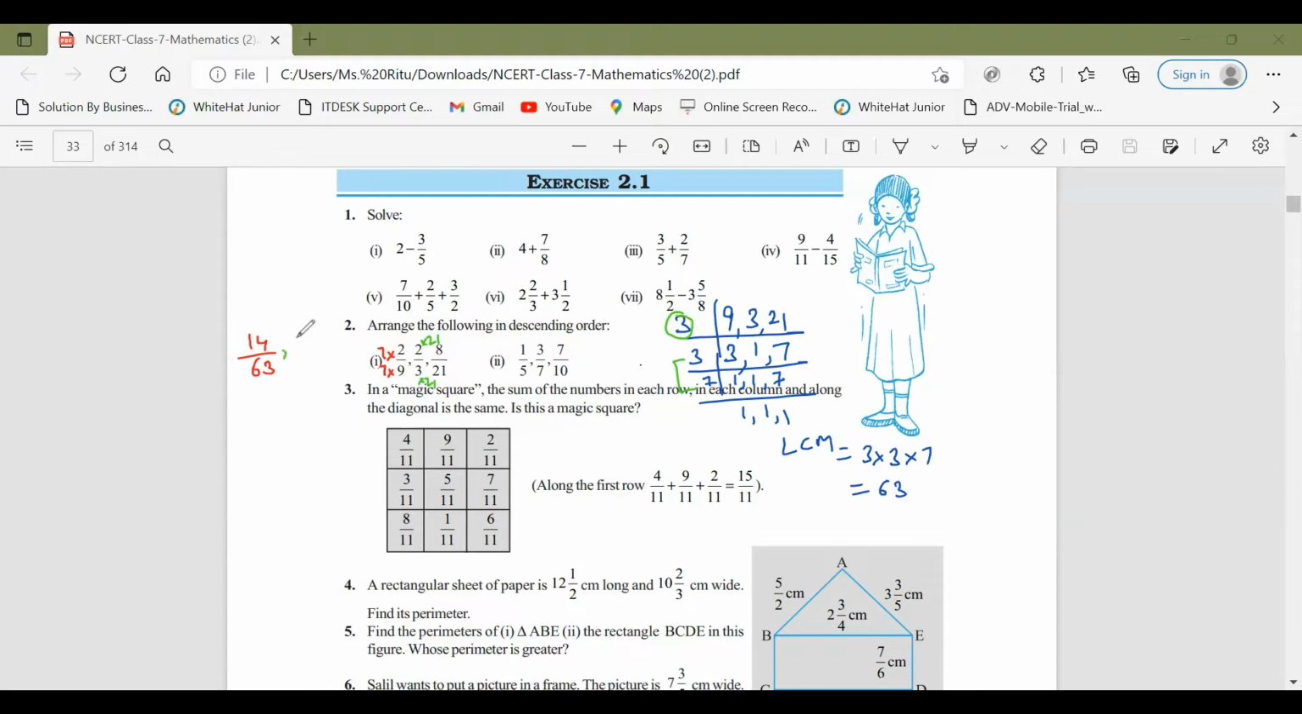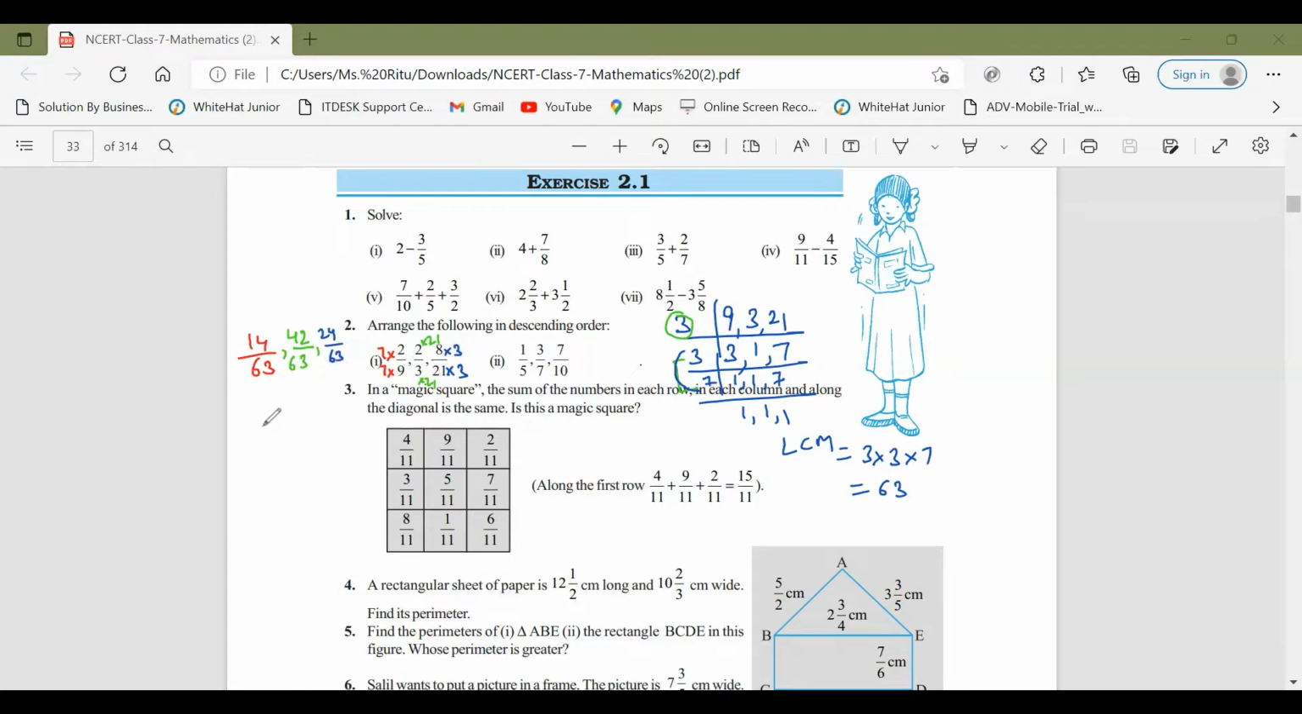So it would give you the answer as 42 upon 63. Now the third fraction. Okay, so the third fraction is 8 upon 21. By which number will we multiply here? 21 is already given to us, what is left is 3. We will multiply with 3 to make the denominator 63. So this would give us 24 upon 63.